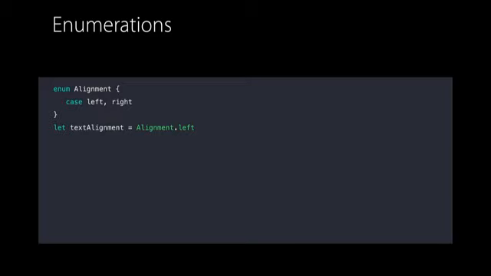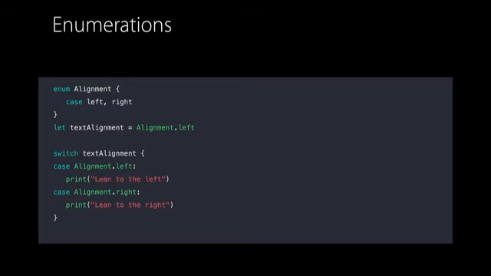Because an enumeration has a list of possible values, it's very common to use one with a switch. One switch case for each enumeration case. Writing alignment over and over is a little repetitive, and here it's not necessary. The switch is considering text alignment, so the only possible values to check for are enumeration cases from that alignment. That means you can omit the enumeration name and write just .left.